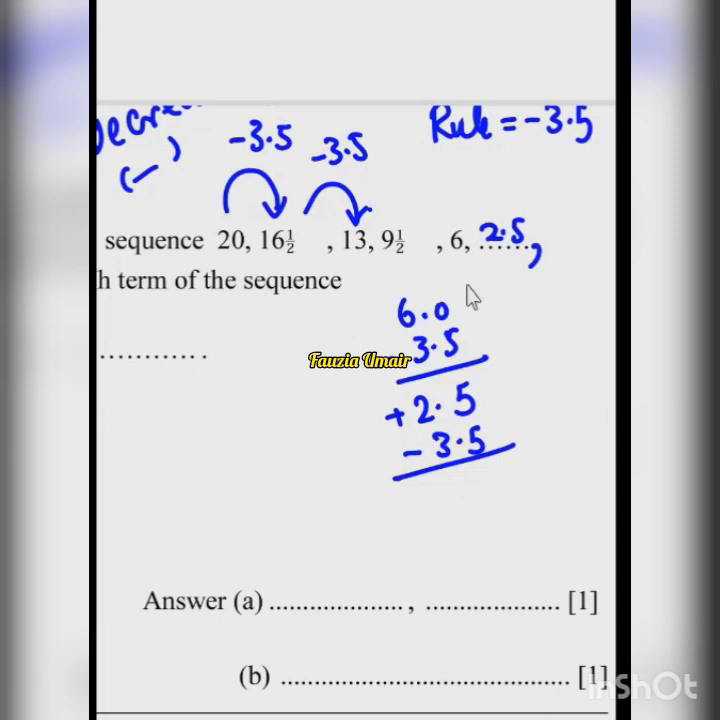-1. Minus 1. ठीक है? That is the answer. Answer of the bigger number will come. Remember the rules of integers. Answer of the bigger number will come and the operation will be subtraction.